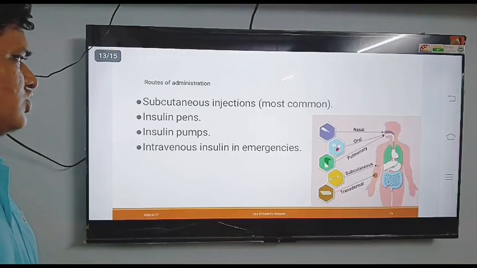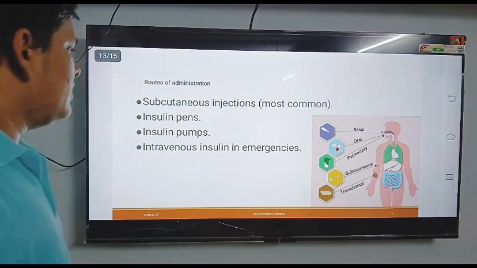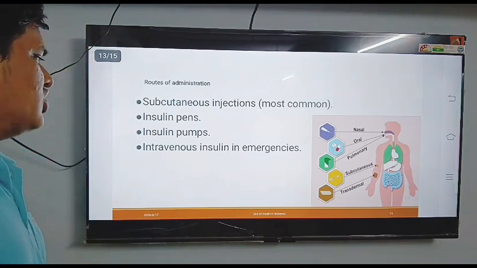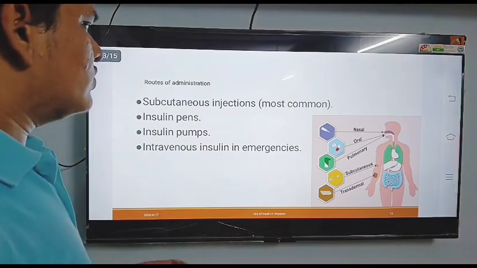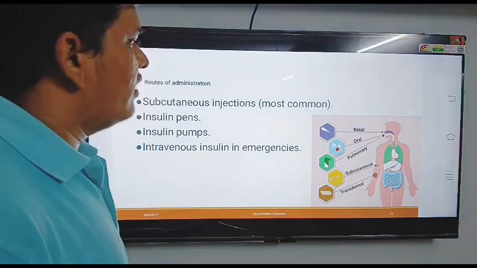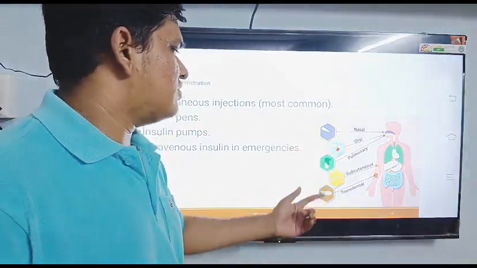Routes of administration: subcutaneous injection is most common, insulin pens, insulin pumps, and intravenous insulin in emergencies. It's easy to remember the administration routes: nasal, oral, pulmonary, subcutaneous and transdermal.